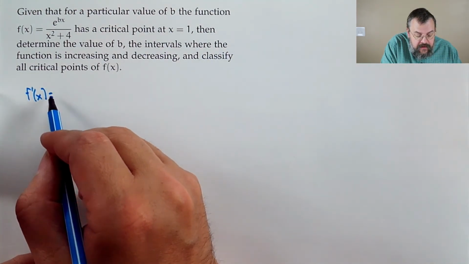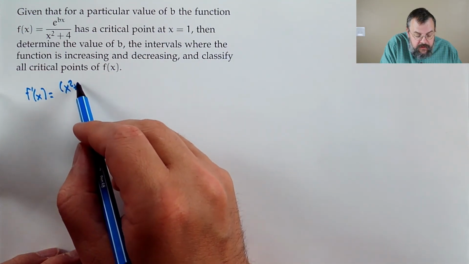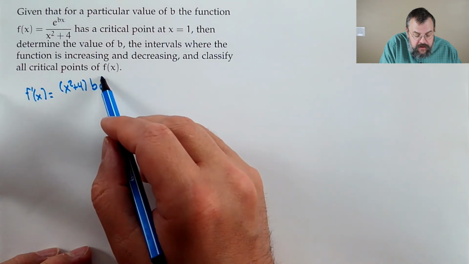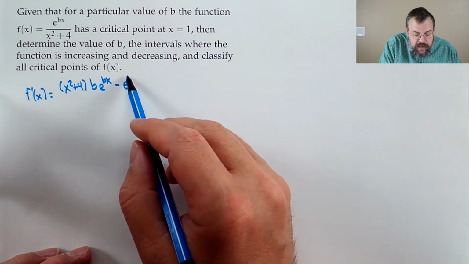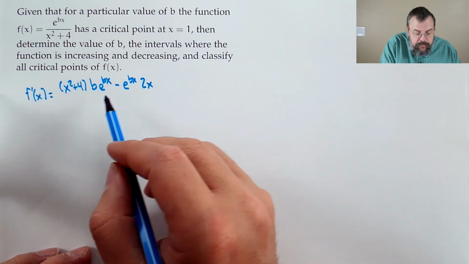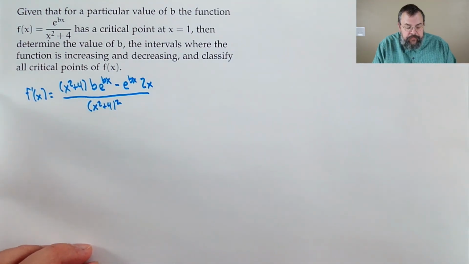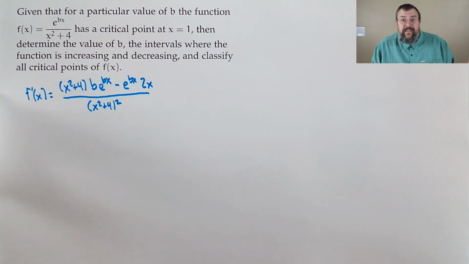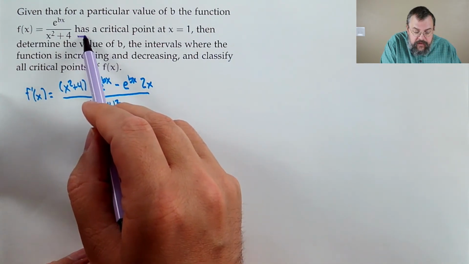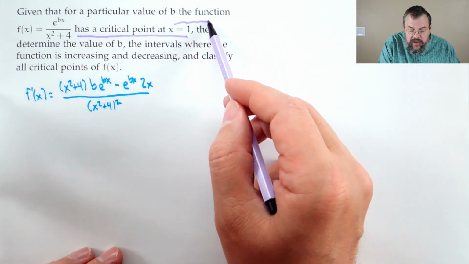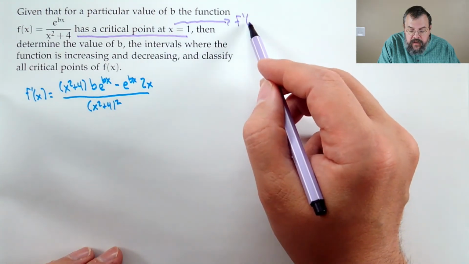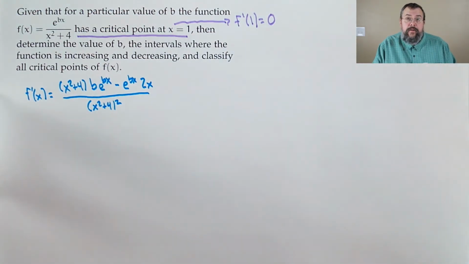Yeah, lots of that. Okay. So we're going to take the bottom, x squared plus 4, times the derivative of the top, b e to the bx, minus the top, e to the bx, times the derivative of the bottom, which is 2x. All of that, divided by the bottom term, squared. Well, all these pieces are nice, and so the derivative will never be undefined. So we say, okay, that gives us something. In particular, the fact that there's a critical point at x equals 1 is really telling us that if we plug 1 into our derivative, we better get 0 out. All right, so that's information we can use to our advantage.